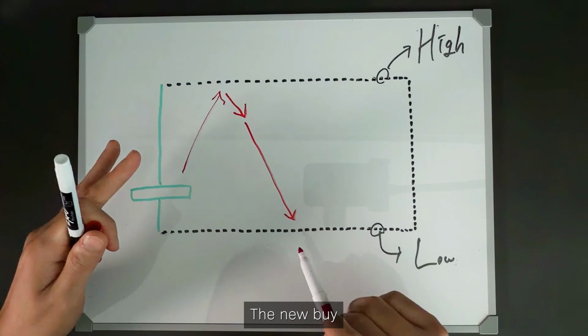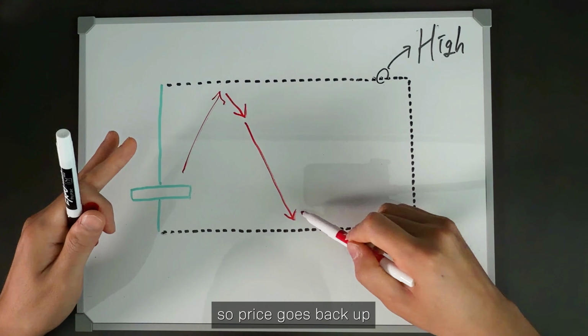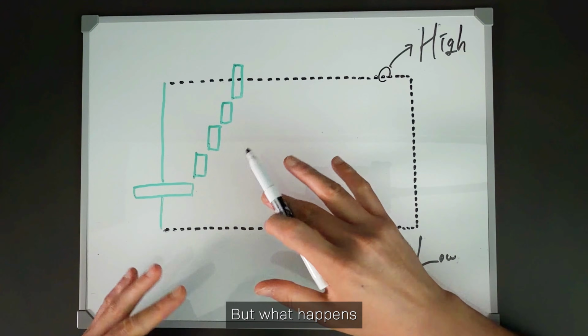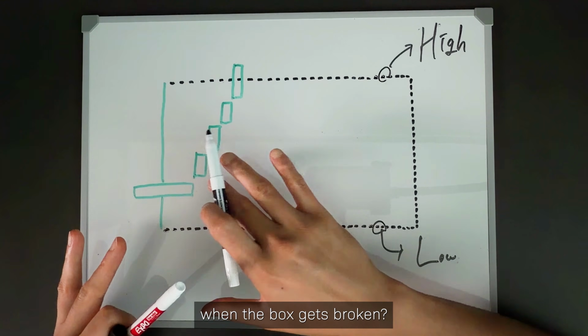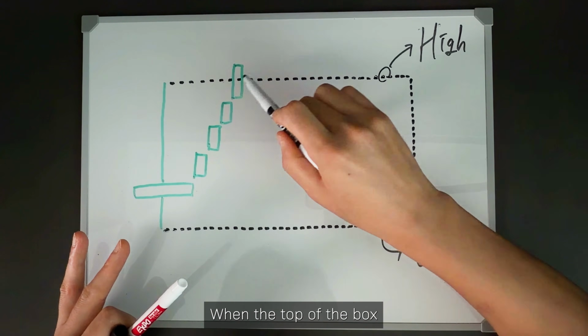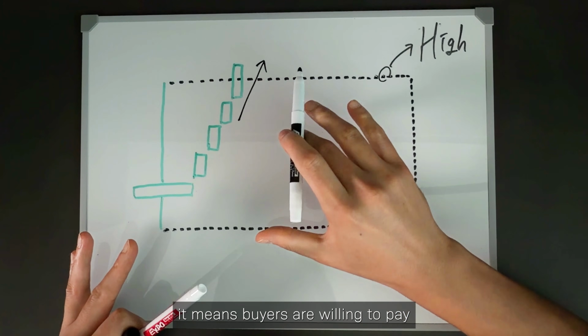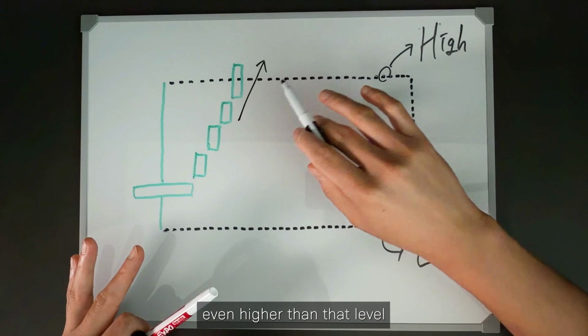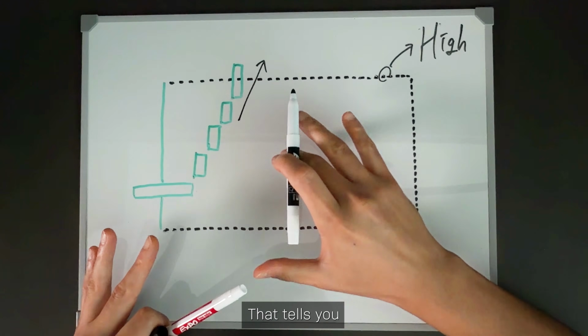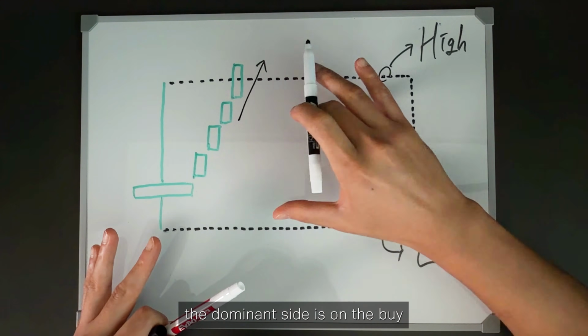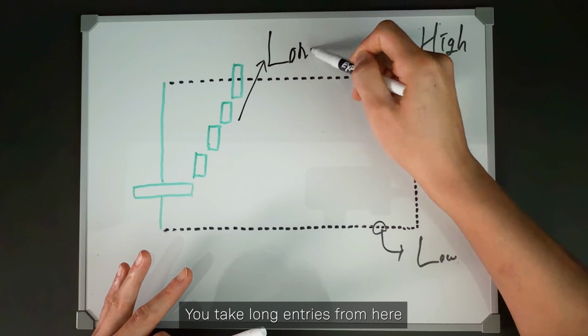Along with that, the new buy volume comes in, so price goes back up. But what happens when the box gets broken? When the top of the box gets broken upward, it means buyers are willing to pay even higher than that level. That tells you the dominant side is on the buy side. You take long entries from here.